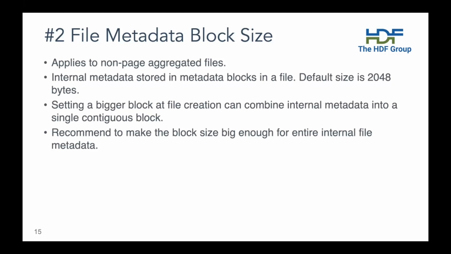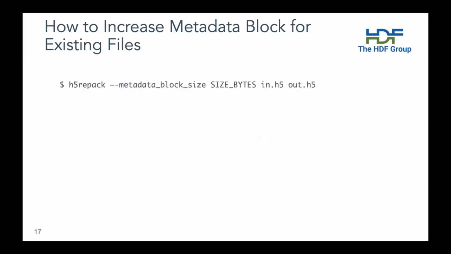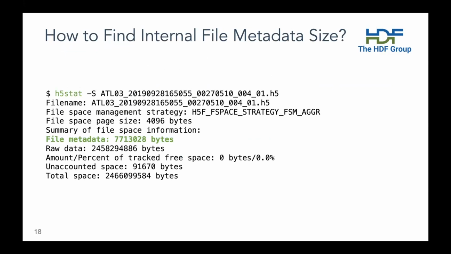And I do recommend that you get the metadata block size right so that you are sure that all the internal metadata gets into a single metadata block. It makes things more complicated if it's not. And just to mention, page buffer cache is not available here, so no savings there. Oh yeah, sorry, this slide is a useful one. So how to find your internal file metadata? Well, you use h5stat, and one of these things is called file metadata, and it's going to show you how many bytes there are. So you can decide how big your page size is going to be, or how big your metadata block size is going to be.